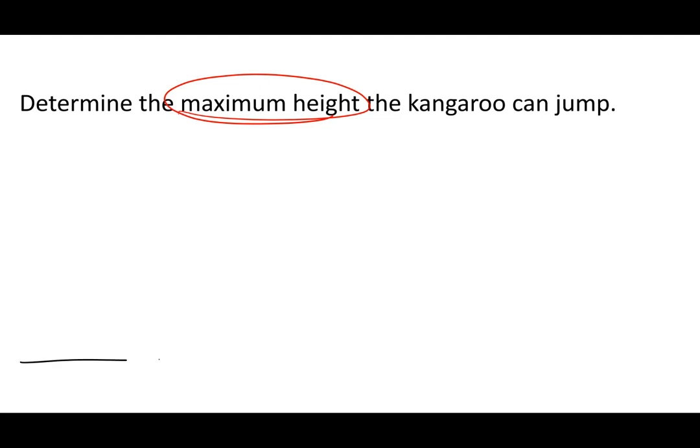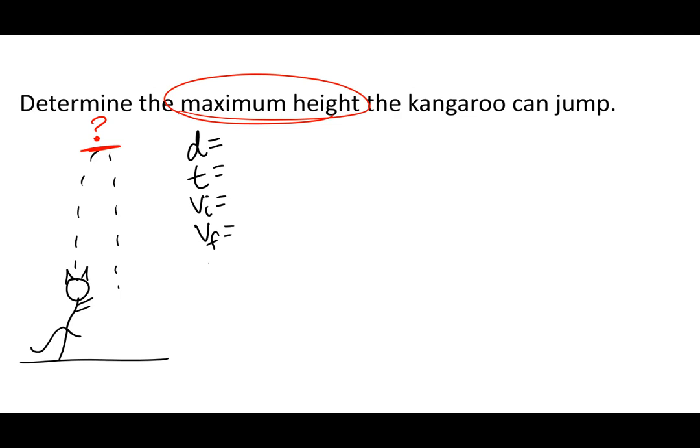For that one, here's my kangaroo again, jumping up and coming back down. And now we want to know how high it can go. Let's list our variables: D, T, VI, VF, and A. We always know A. A is G, negative 9.8. Since we are at the top, we are looking for the max height, and so the velocity is 0. That's the final.